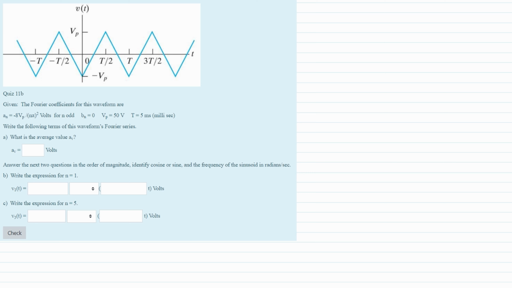So we know av means average value. So what we can do is look at the entire period. The period starts from 0 and goes until it starts repeating, and it starts repeating after T. So this is our entire period.